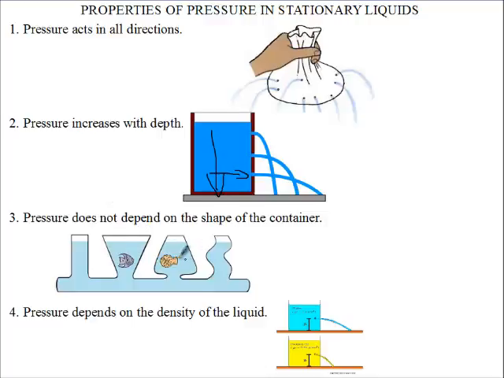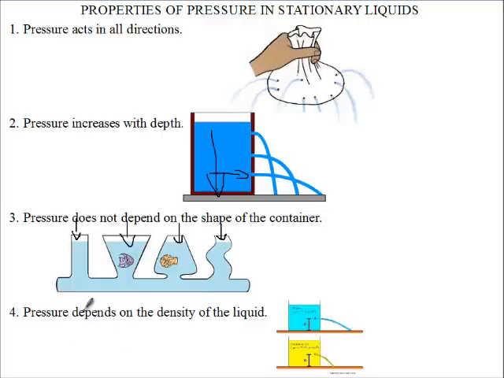Thirdly, the pressure does not depend on the shape of the container. Here, the water levels have risen to the same height, although the containers have different shapes. The reason is because the atmospheric pressure acting on them is the same. So the pressure is equal in all those containers.